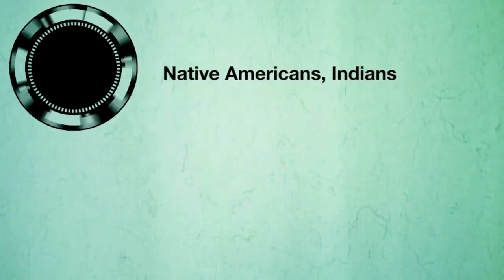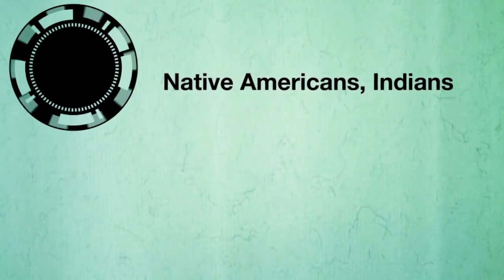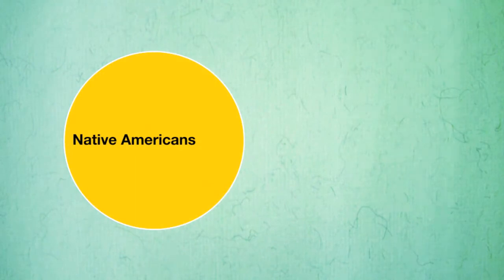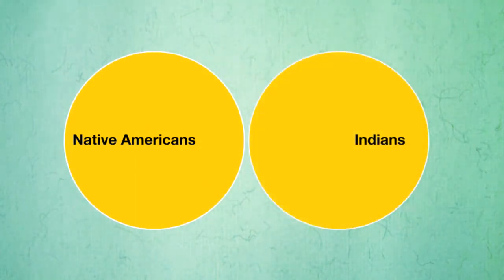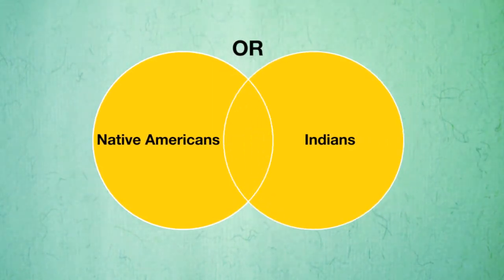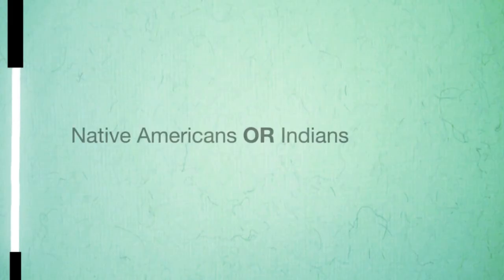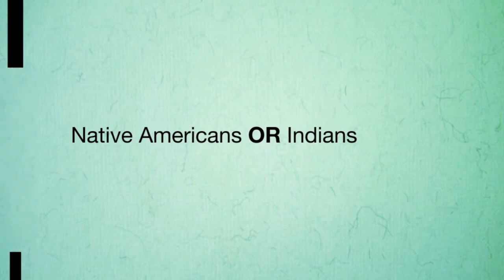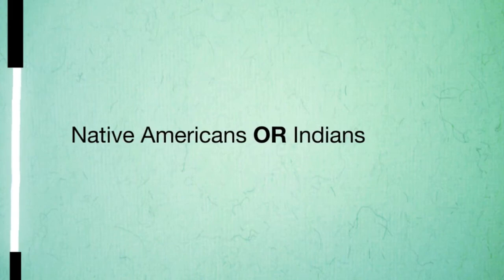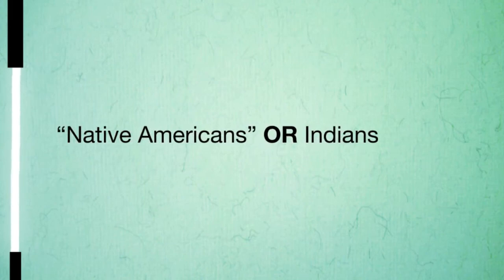The OR operator is used to combine search terms that represent the same facet. We can use this first facet as an example. This figure represents all documents containing the term Native Americans, and the next one represents all documents with the term Indians. Combining these terms with an OR operator tells the search engine I want documents that contain either the term Native Americans or the term Indians. Using this technique, I will retrieve more documents than if I had searched with one term alone.